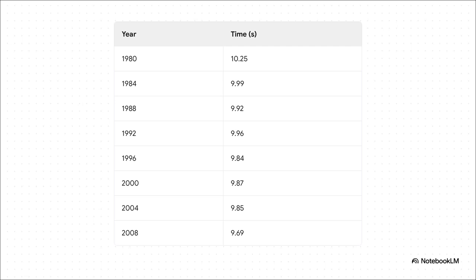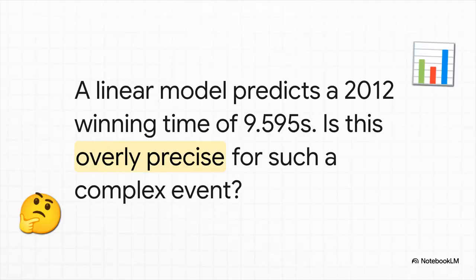Okay, so check this out. These are the winning times for the men's 100-meter sprint, going all the way back to 1980. And you can see it right away, can't you? There's a pattern. The times are, for the most part, getting faster. Yeah, there are a few little bumps here and there, but that overall trend, it's definitely headed down. So what if we just draw a straight line right through those dots to kind of capture that trend? Well, now our super simple model can make a prediction. And get this, it spits out a winning time of 9.595 seconds for the 2012 London Olympics. I mean, wow, that is incredibly precise.